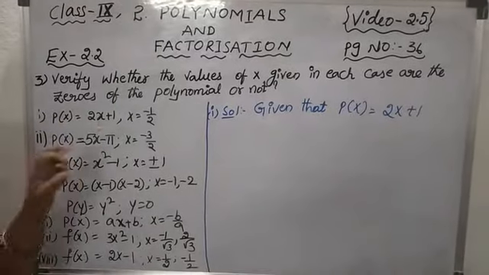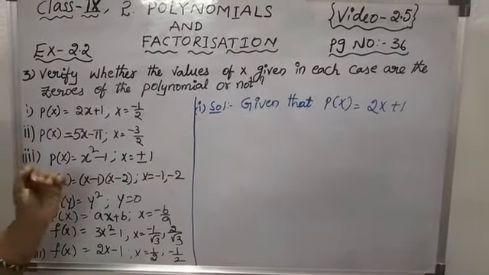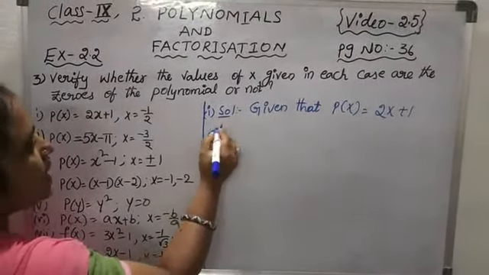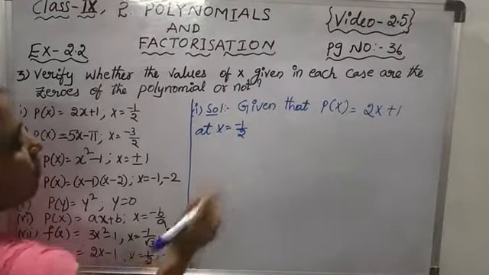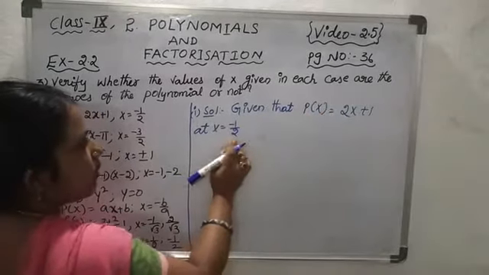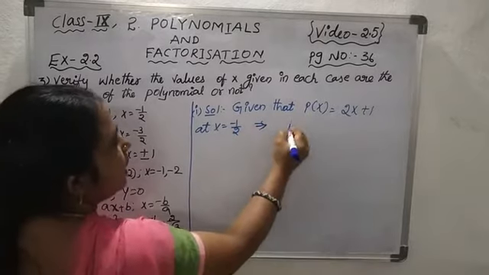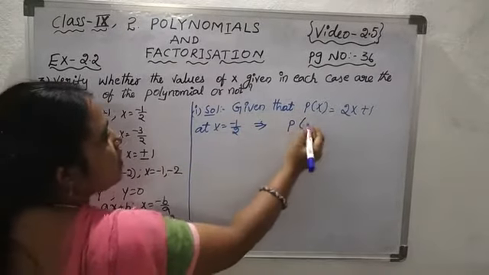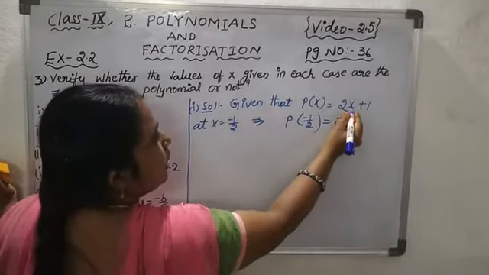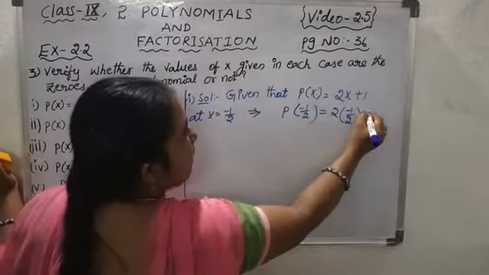P of x is equal to 2x plus 1. Now we should substitute x is equal to minus 1 by 2. So at x is equal to minus 1 by 2, we replace x in this polynomial by minus 1 by 2. Then P of minus 1 by 2, in the place of x I can write minus 1 by 2, is equal to 2 into minus 1 by 2 plus 1.